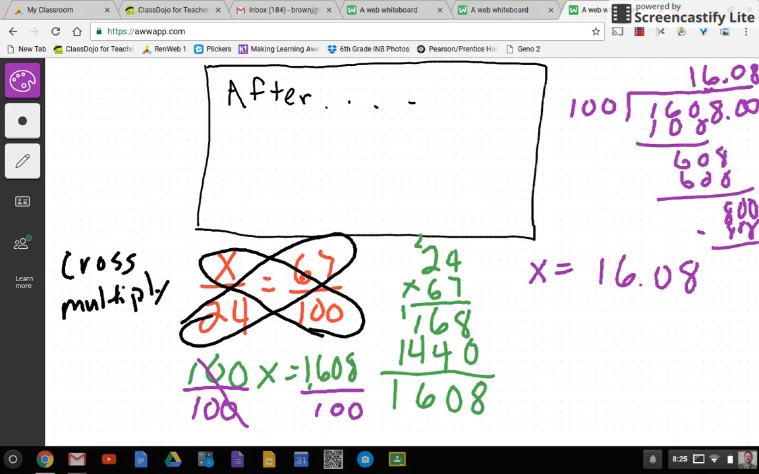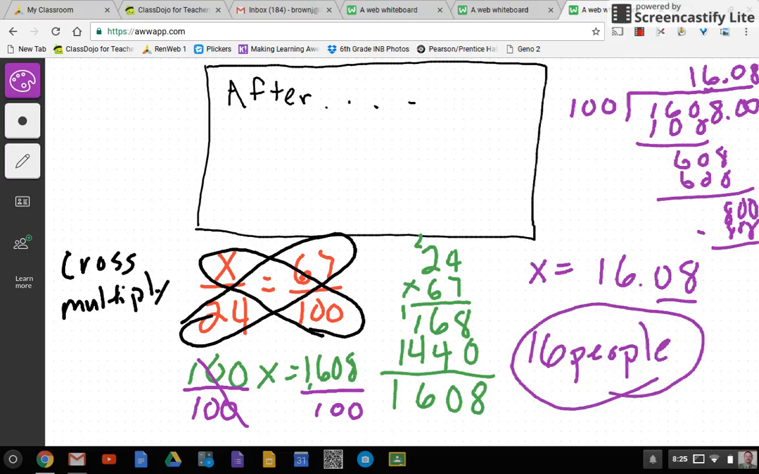So since I can't have 0.08 of a person, because that would be kind of gruesome, I'm going to say that 16 people pass the test. That's the reasonable answer. So you always have to look at the answer. Is it reasonable in this case? Yes, it would be reasonable to have 16 people. 16.08, it would be tough for 0.08 of a person to pass a test.